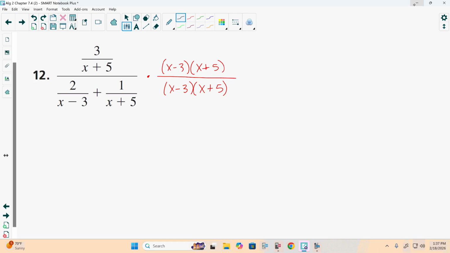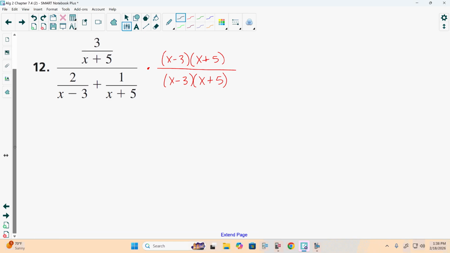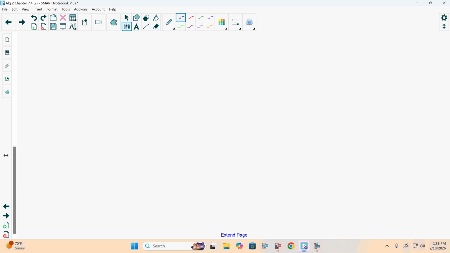Yesterday, we were working on 7.42, simplifying these rational expressions. We got most of the way through problem number 12, but we did not finish it. When we talked about this yesterday, we realized the expression we need to multiply the top and bottom of the fraction by to get all the fractions on top and bottom to simplify out was x minus 3 times x plus 5.